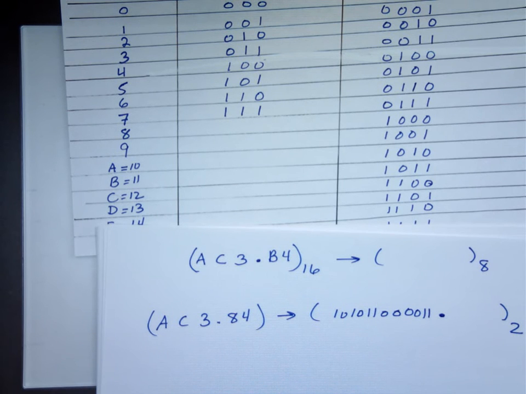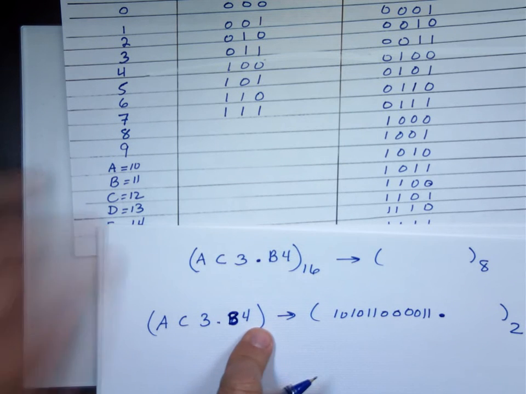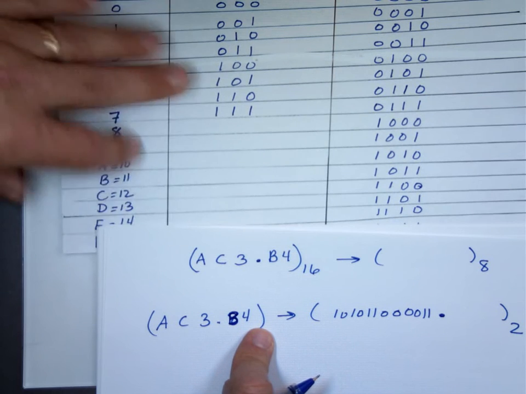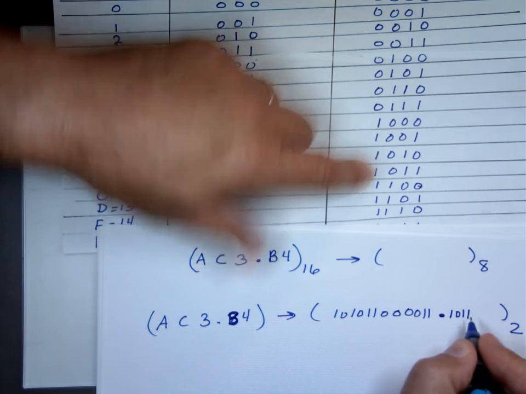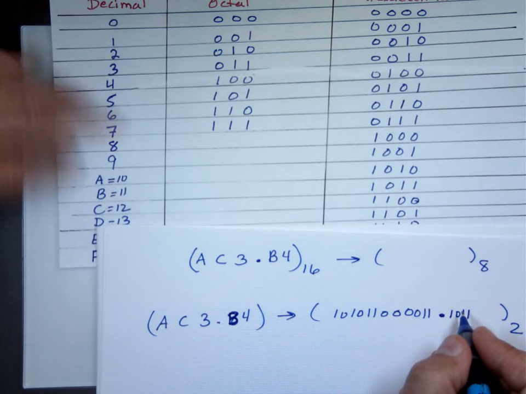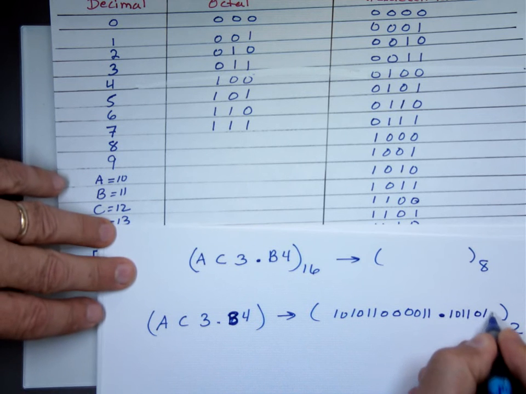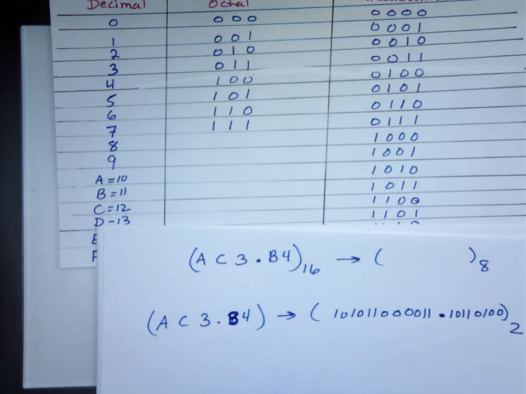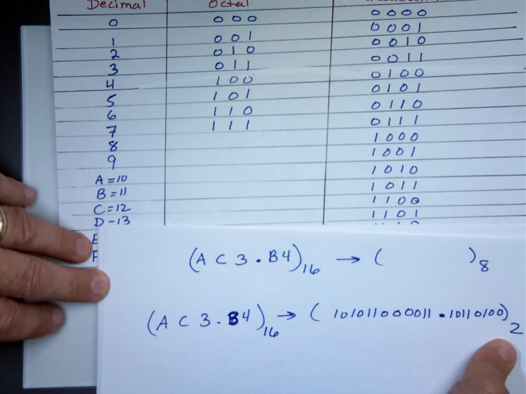Oh, that's a B, not an 8. Right? That's a B. B4. The decimal part, the B is what? 1011. And the 4, where's the 4? Right here. 0100. So I went from base 16 to base 2 quickly using that chart.